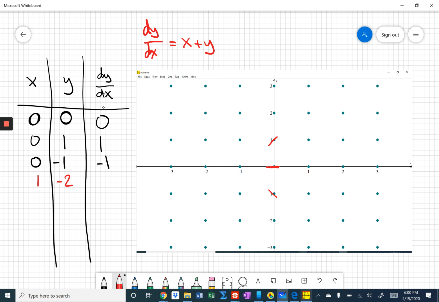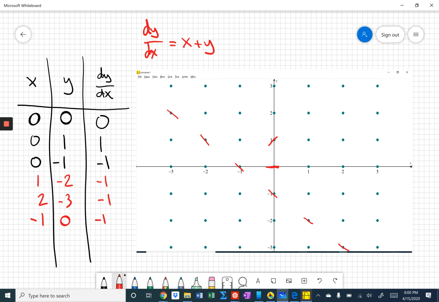1 and negative 2 together make negative 1. That's the same thing. So at 1, negative 2, I have the same slope here. What about 2, negative 3? That's also negative 1. So I have a little bit of a pattern emerging. And if I stay along that line, if I go over to negative 1, 0, I still get negative 1. And everything along this line here has that same slope of negative 1.